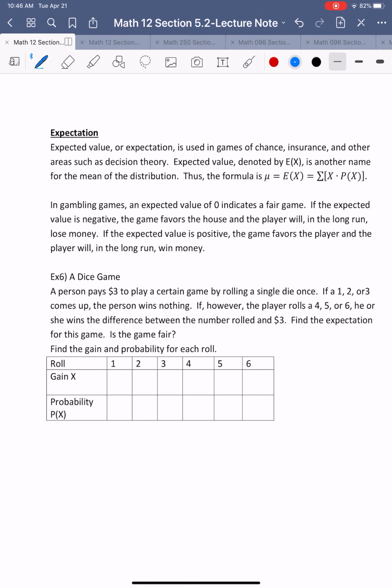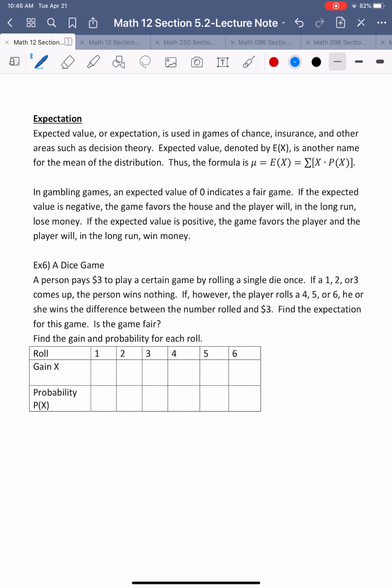Now, expectation is the same thing as finding the mean of the probability distribution. Expected value or expectation is used in games of chance, insurance, and other areas such as decision theory. Expected value, denoted by E of x, is another name for the mean of the distribution. Thus, the formula is mu equals E of x, which is the same as sigma x times P of x.